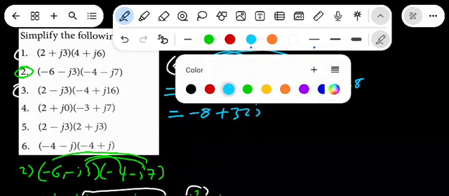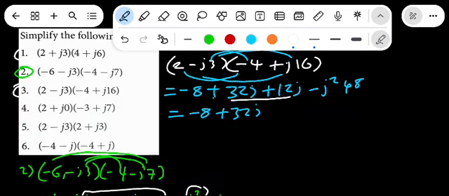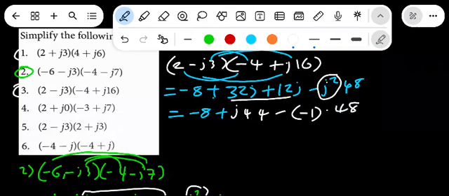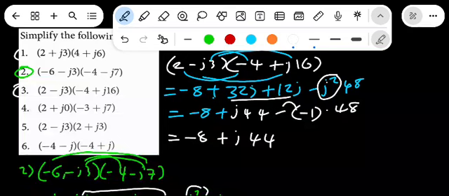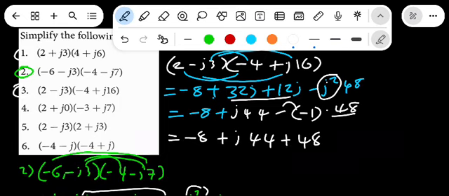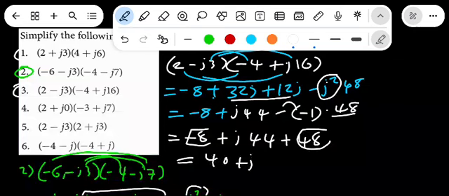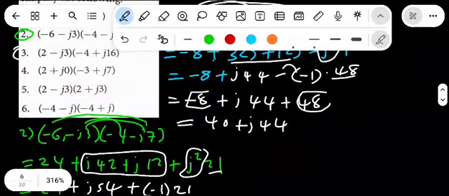We add these two. Let me just add these two. They're very quick. We have j44 minus, this will be negative 1 multiplied by 48. We have minus 8 plus j44. This will be positive 1 multiplied by that will be plus 48. This and this will have 40 plus j44. So this is how you go about dealing with this thing.